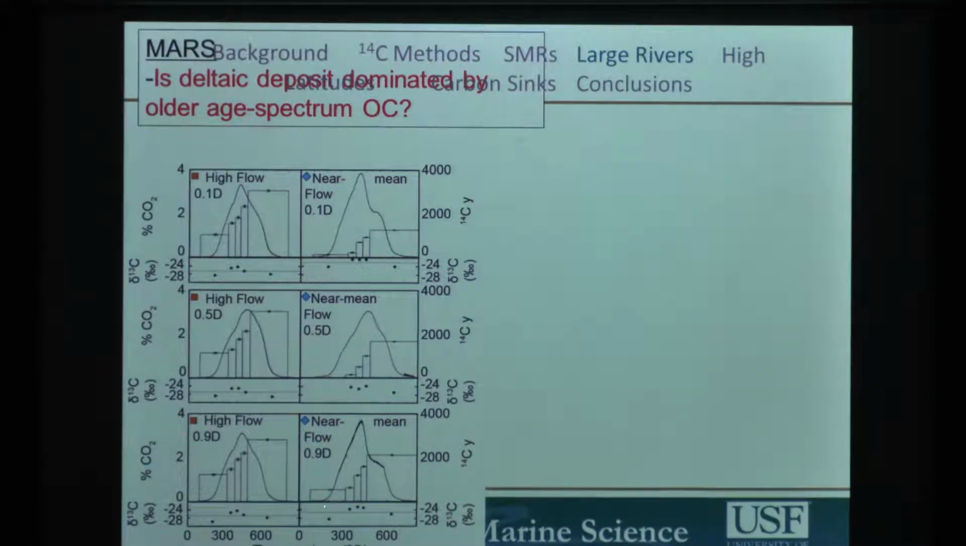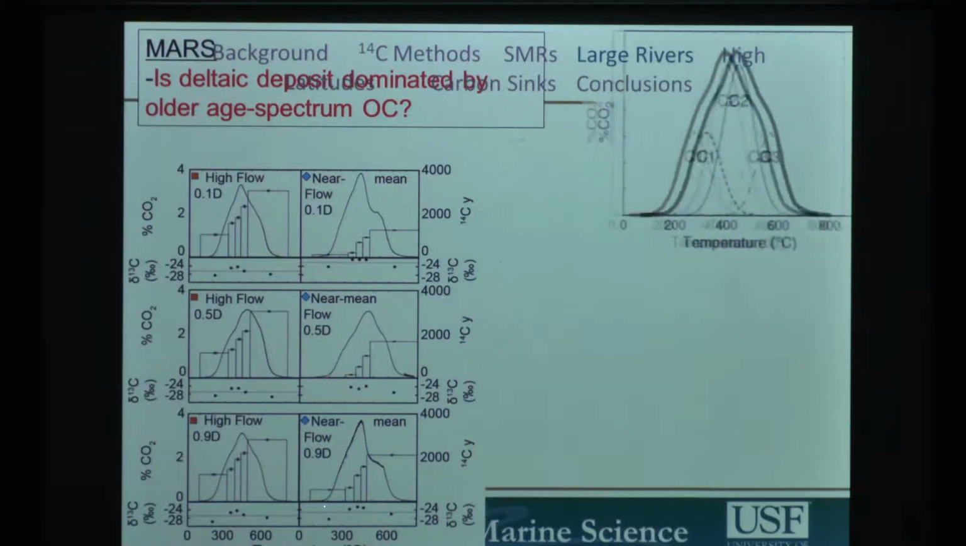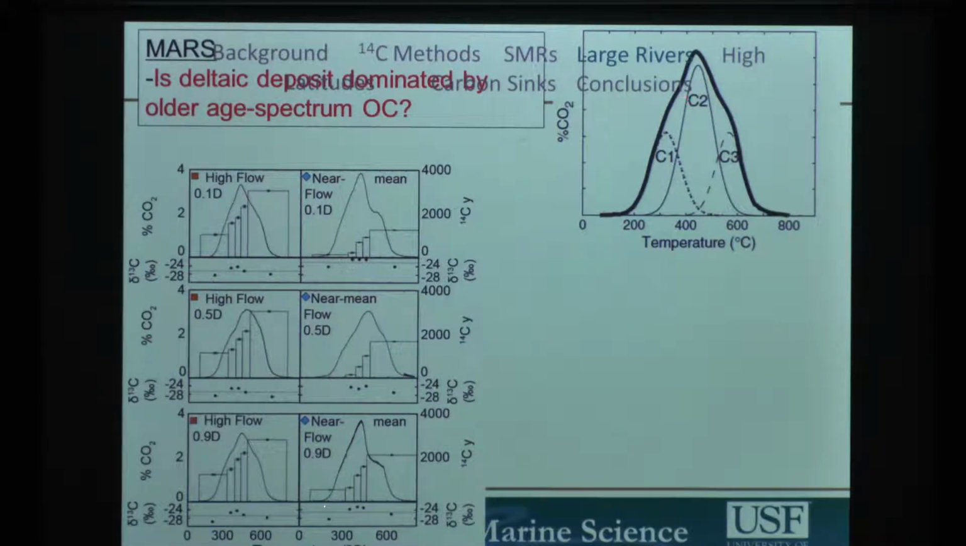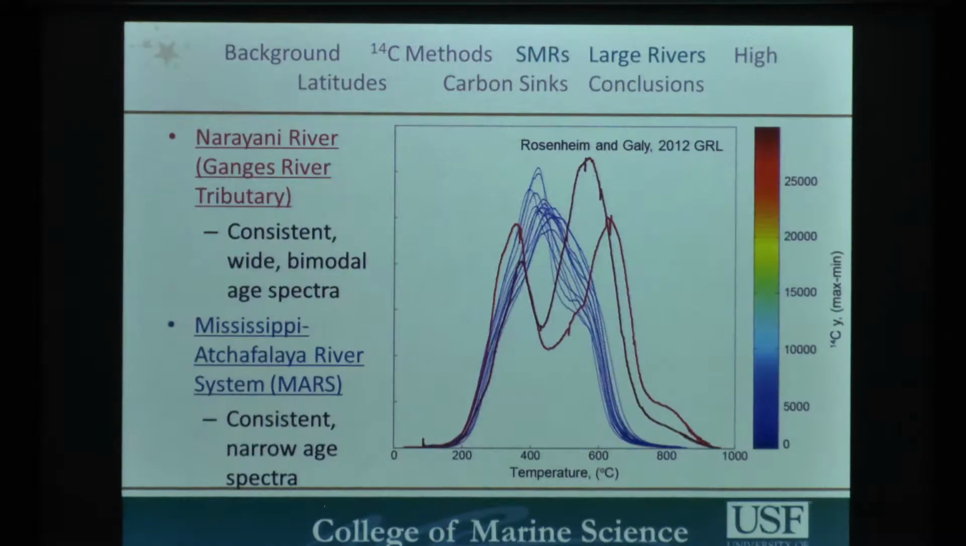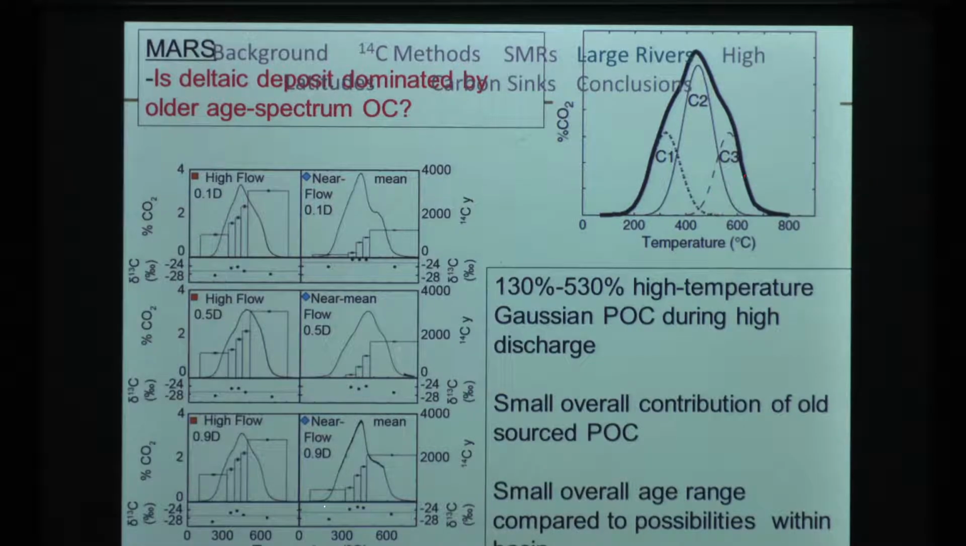So the question is, is a deltaic deposit dominated by the older age spectrum OC? And what we can do here is we do this Gaussian modeling again. In the case of the Mississippi, it really only gets solved with three different components. And we find that during higher discharge, there's a 130 to 530% increase in the fraction of C3 here. It's a small overall contribution of older POC, but it is a large relative increase.